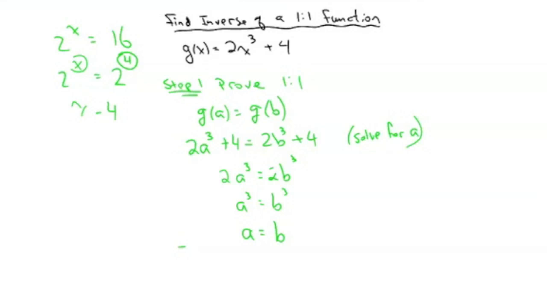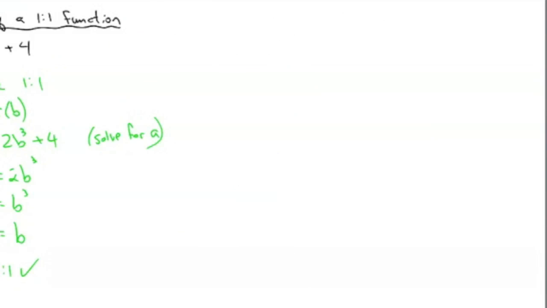So, because I started off with g of a is equal to g of b, and I discovered that a has to equal b, then this function must be one-to-one. One-to-one, check. All right, now we can go and find its inverse. To find an inverse, there's a few steps. Once it's a one-to-one function, it's guaranteed to have an inverse. It's also known as invertible. G is an invertible function. So here are the steps.